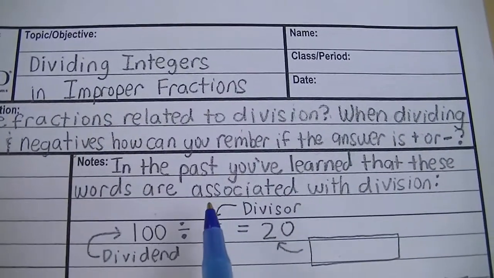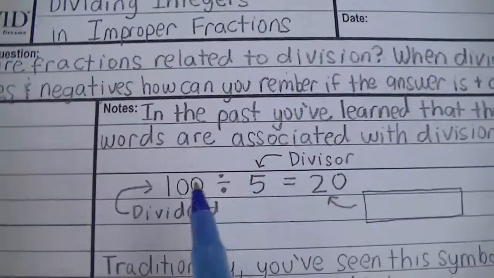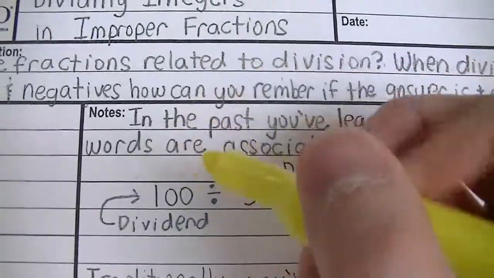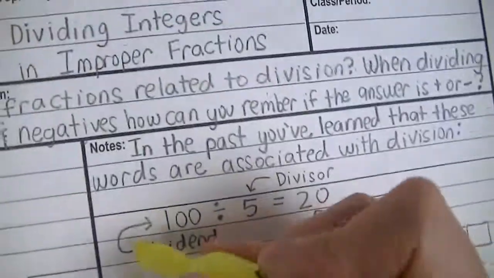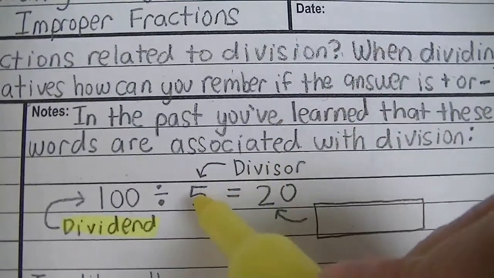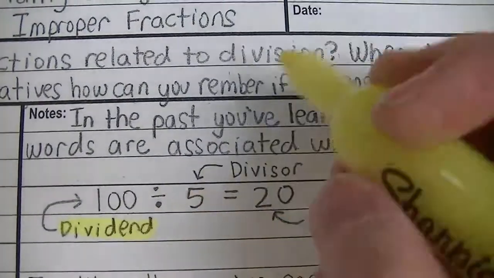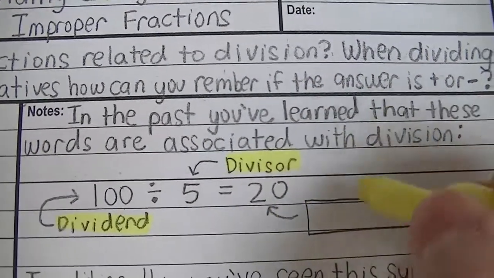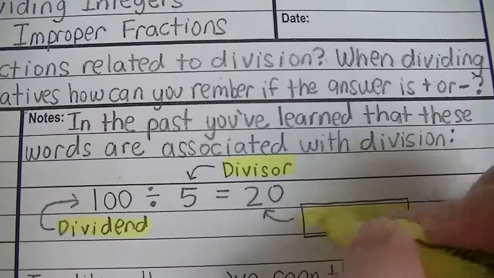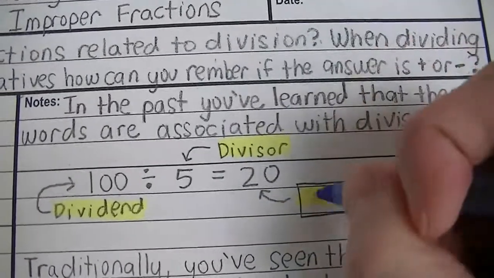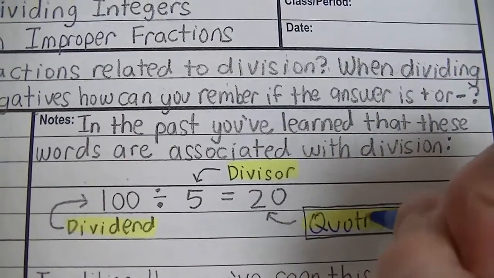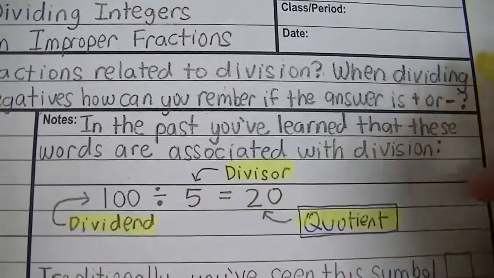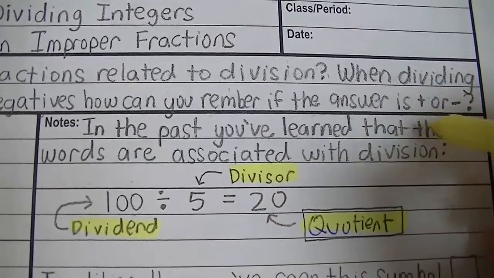So in the past, you've learned that these words are associated with division. Like right here, this would be the dividend. This word right here that you're dividing the dividend by is called the divisor. And then the answer to a division problem is called the quotient. Okay, so you've learned that these are words that are associated with division.